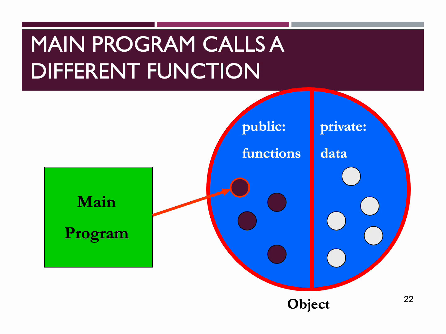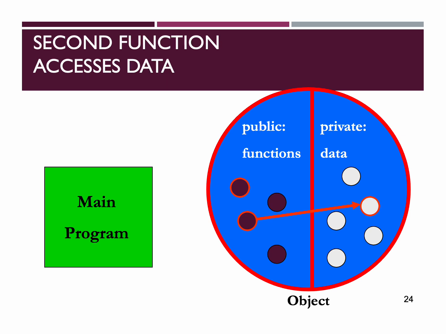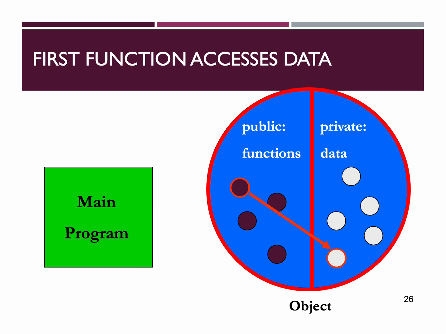Again, the main program calls a different function. The first function is calling another function here, and then the second function is accessing the data. Then it returns back to the first function. Then the first function accesses the data again.